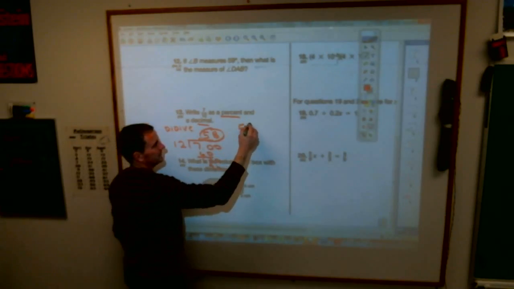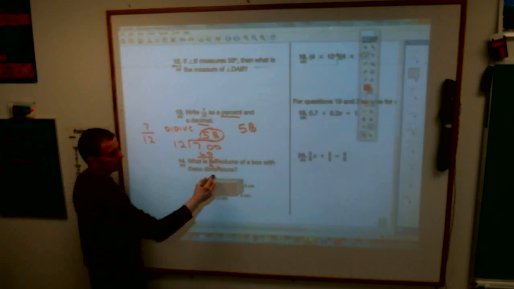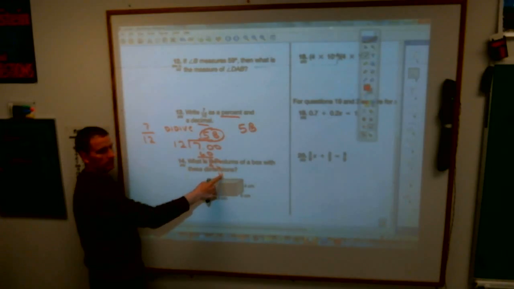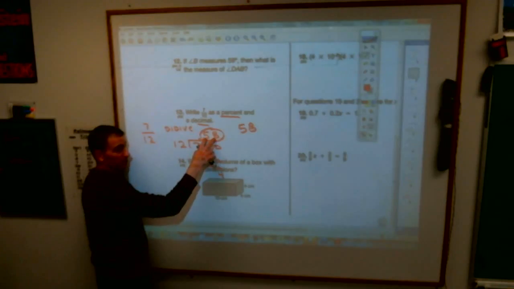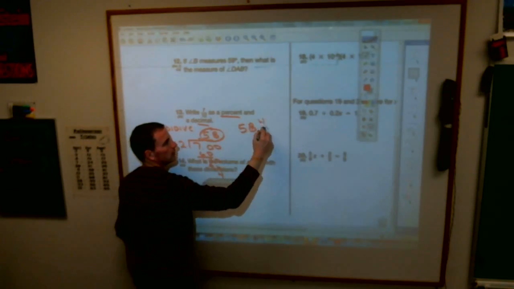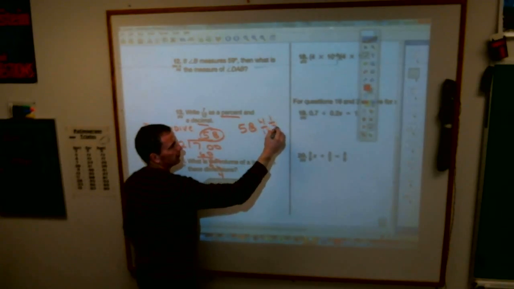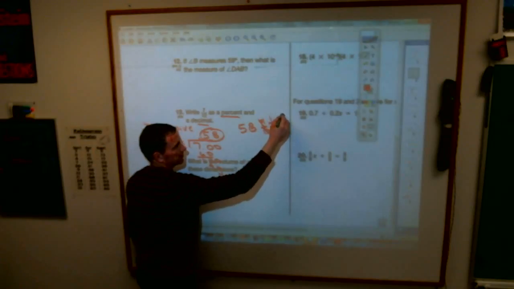It's going to be 58, but it's not exactly 58 because there's going to be something left over. What's left over? 4. After that second place of the decimal, you make a fraction out of what's left. It's 58 4/12%, which reduces down to 58 1/3%. So there's your percent.